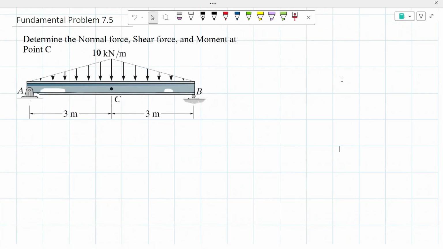Hello everyone, today we're going to be working on fundamental problem 7.5, and this problem is asking us to determine the normal force, shear force, and moment at point C. So the first thing that we're going to do is cut the beam right at point C, since that's where it's asking us to determine all of those things.